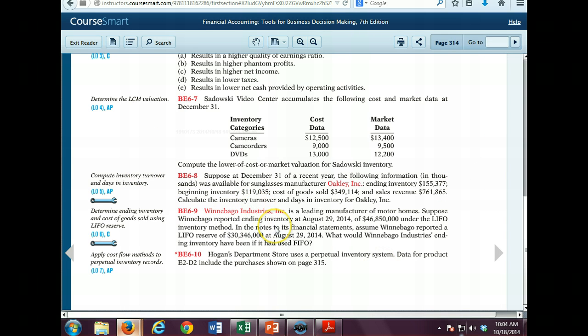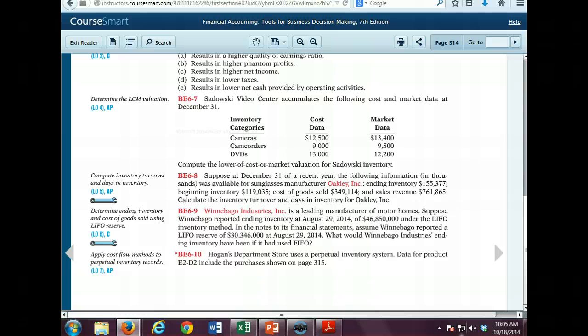Let's look at BE 6-9. Let's talk about our little RVs here. Winnebago is a leading manufacturer of motorhomes. Suppose Winnebago reported ending inventory at August 29th of $46,850,000 under the LIFO inventory method. In the notes to its financial statements, assume Winnebago reported a LIFO reserve of $30,346,000 at August 29th. What would Winnebago's ending inventory have been if it had used FIFO?